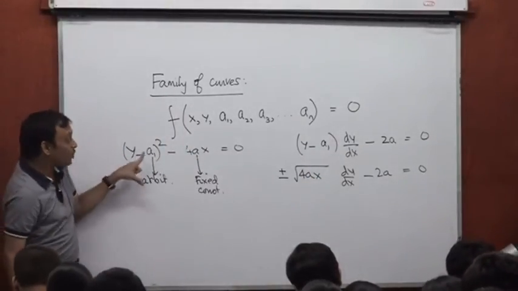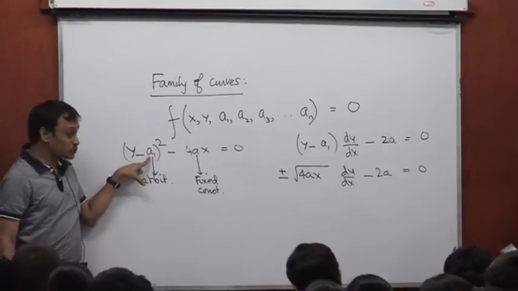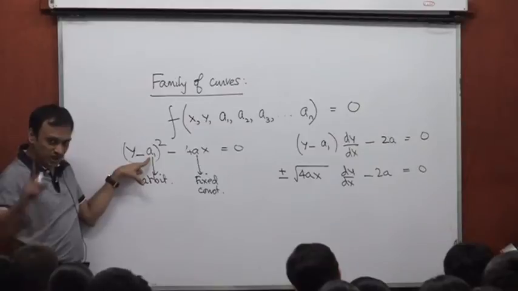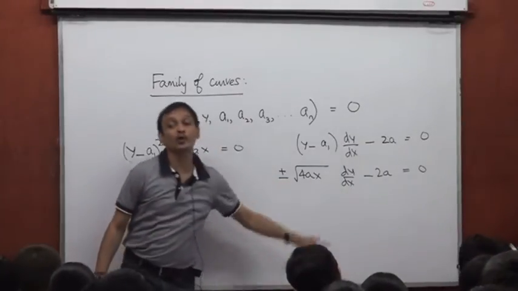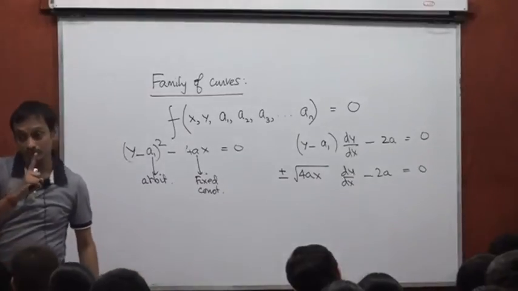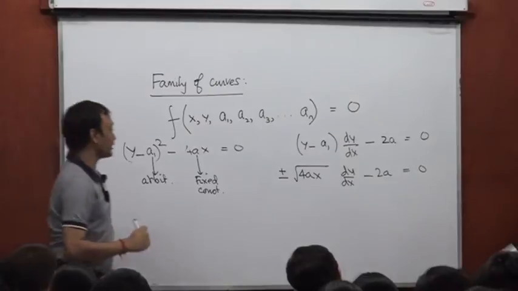Now, how many constants were there in this family? There was just one arbitrary constant, a1. What's the order of the corresponding differential equation? 1. Realize that the order of the corresponding differential equation is 1. Alright.